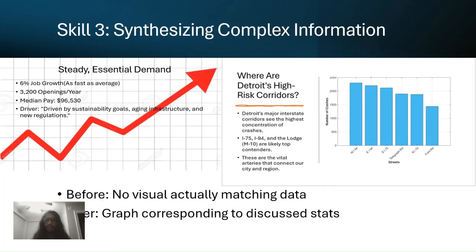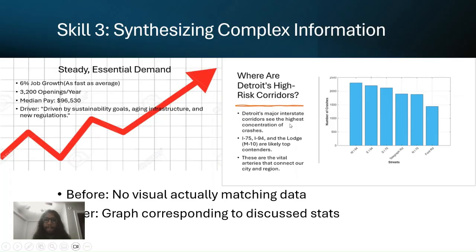So, my third and most technical skill was synthesizing complex information. If you look at this slide from before, I have data and statistics, but the picture on the back is just the arrow. It's not correlating to the data at all. It doesn't have anything to do with it. It's kind of just the idea of stats.